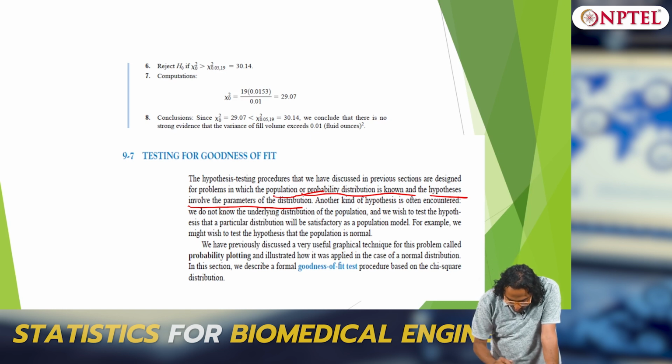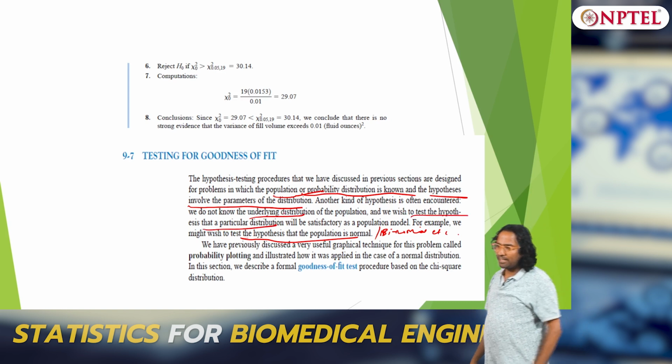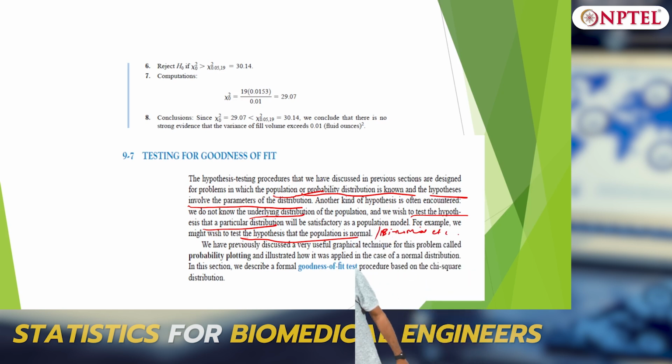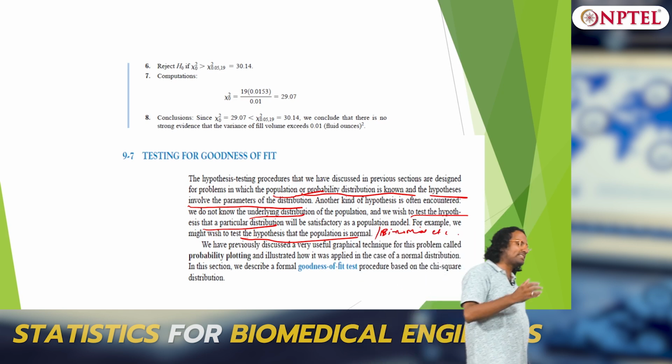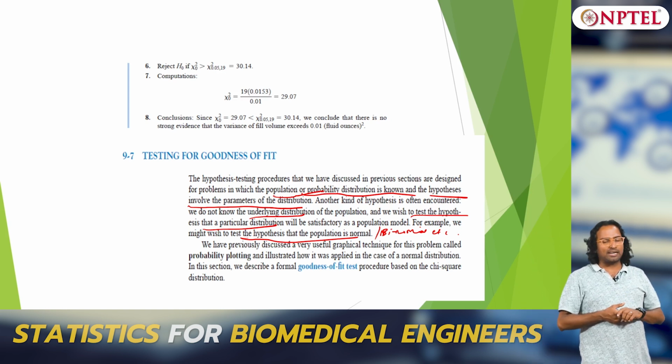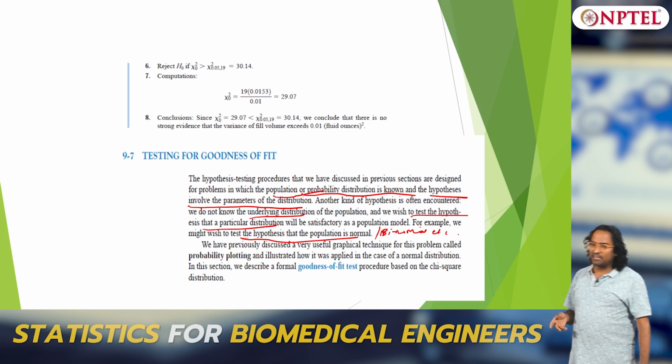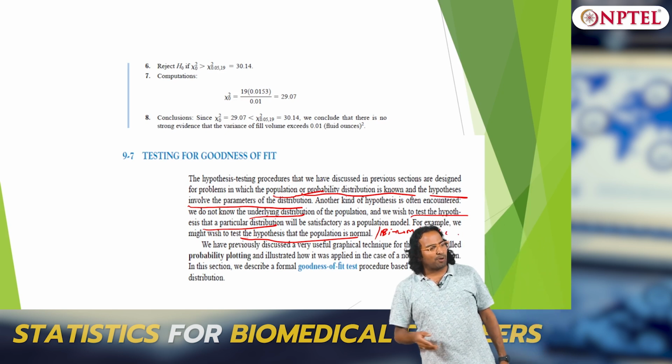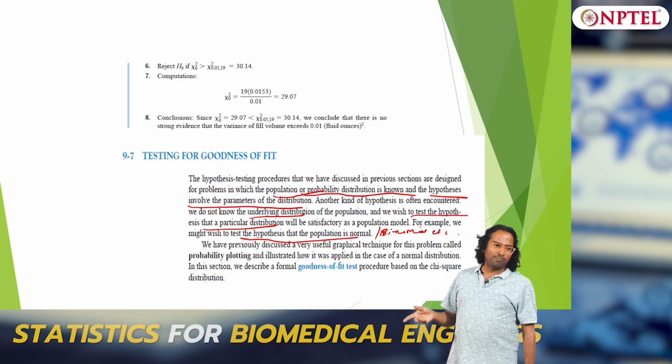Now we might wish to test the hypothesis that the population is normal or binomial, etc. So in this case we do not know the underlying distribution, and we wish to test the hypothesis that a particular distribution will be satisfactory as a population model. So our hypothesis is on the underlying distribution itself. You want to understand the possible underlying distribution of the data. Probability plots are only one way to see whether it is normal or non-normal. I want to know the most likely population distribution.